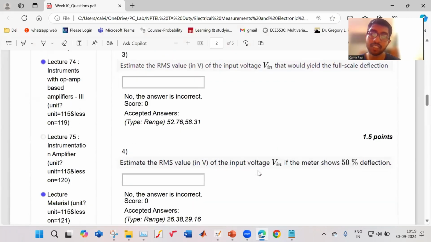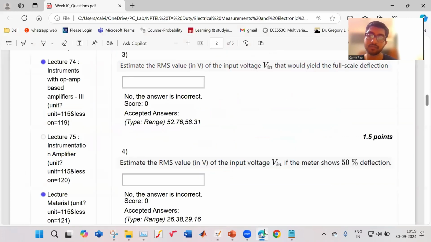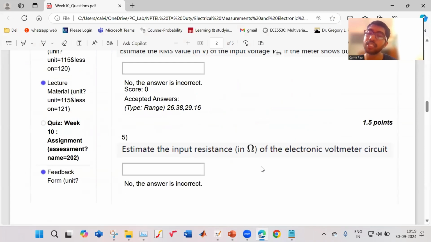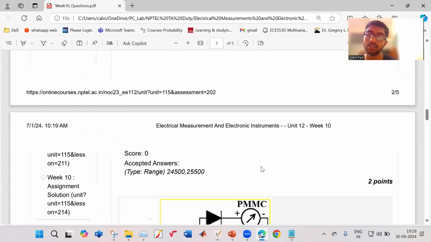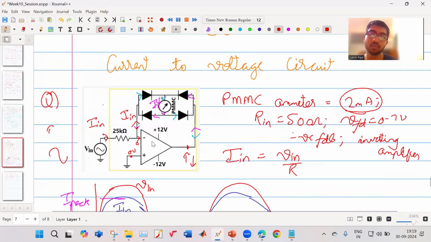So the next part of the circuit: if the meter shows 50% deflection, that is half deflection, then instead of showing 2 milliampere, it will show 1 milliampere. Then your answer will be 27.25 volt. 2 becomes 1 milliampere, so the voltage will also change accordingly. There is nothing difficult in that, so I'm skipping that. Next is to estimate the input resistance of the electronic voltmeter circuit. So what is the input resistance of this circuit?